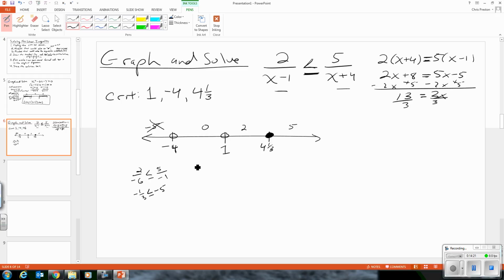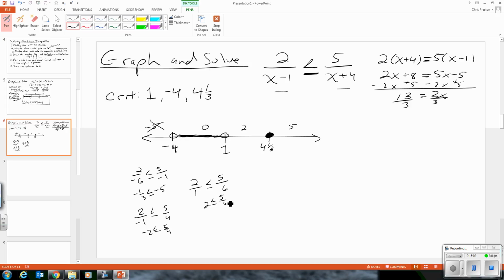So then I put 0 in here, and I go 2 over 0 minus 1 is -2. Is that less than or equal to 5 over 0 plus 4, which is 5/4? Yeah, that's true. Negatives are always less. So I'm going to go in here and shade. Then I'm going to put 2 in there. So 2 over 2 minus 1 is 2. Is that less than or equal to 5 over 2 plus 4, which is 5/6? Is 2 smaller than 5/6? No, that's a false statement.